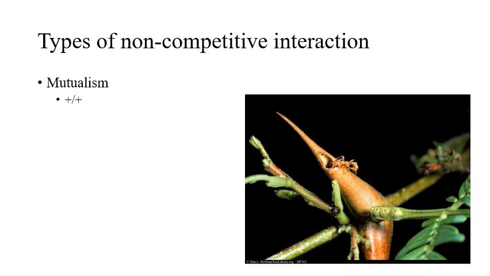Mutualism is beneficial for both organisms. So the ant in the acacia tree is a mutualistic interaction, wherein the ant provides defense for the acacia tree, and the acacia tree provides nutrients for the ant. The fungus have a lot of mutualistic relationships with trees as well. Humans have mutualistic relationships with lots of organisms, but we'll talk about that later.